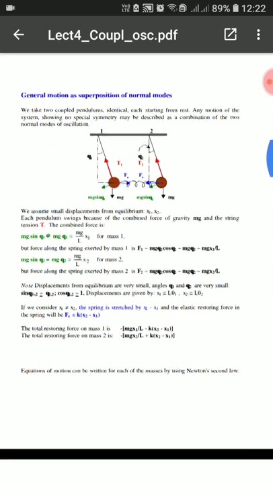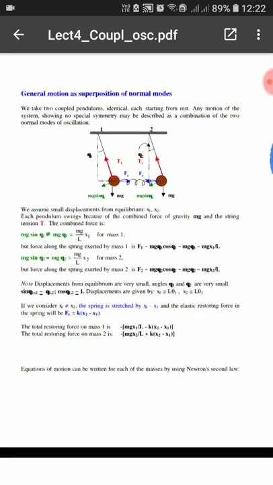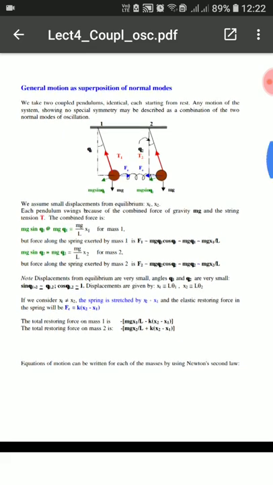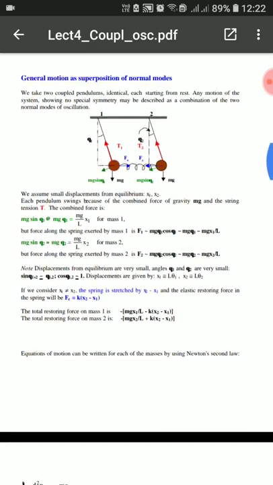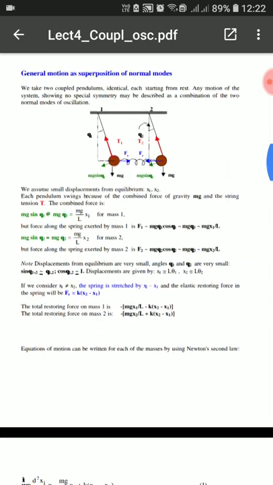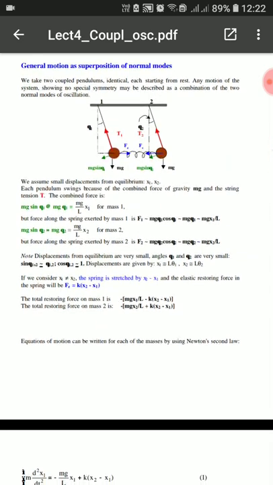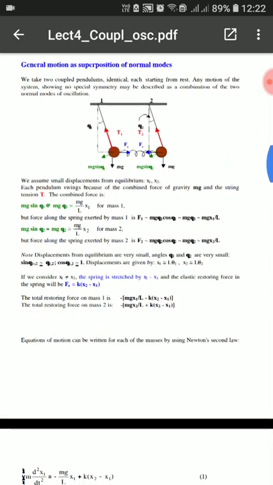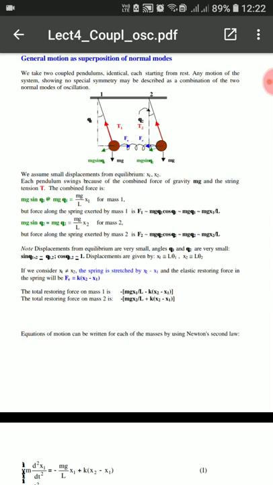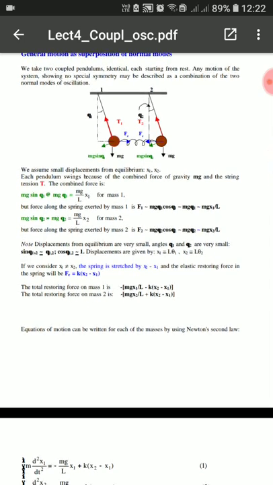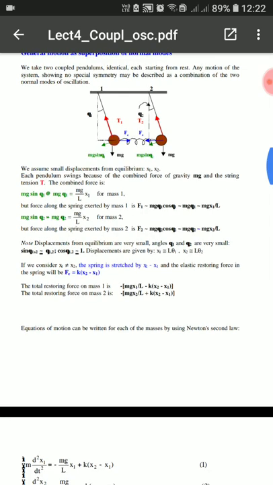We take two coupled pendulums, identical, each starting from rest. Any motion of the system showing no special symmetry may be described as a combination of two normal modes of oscillation. We assume small displacements from the equilibrium position, that is x1 and x2 for the two masses.